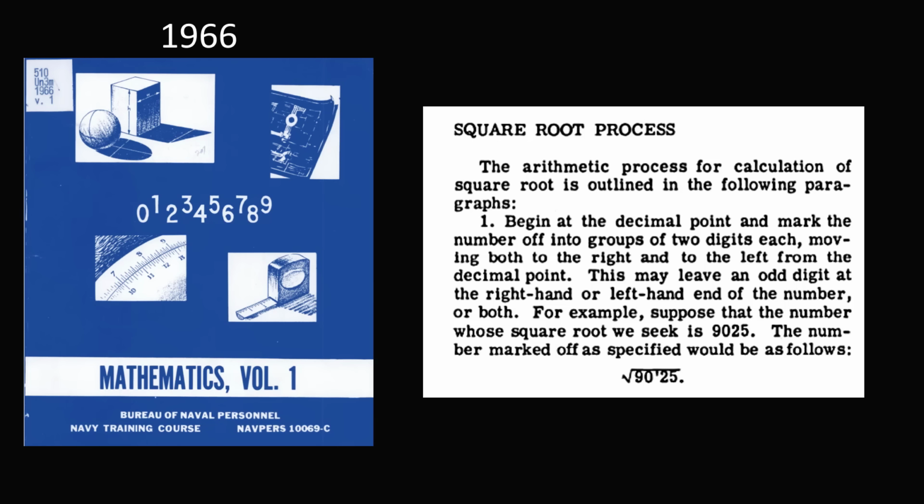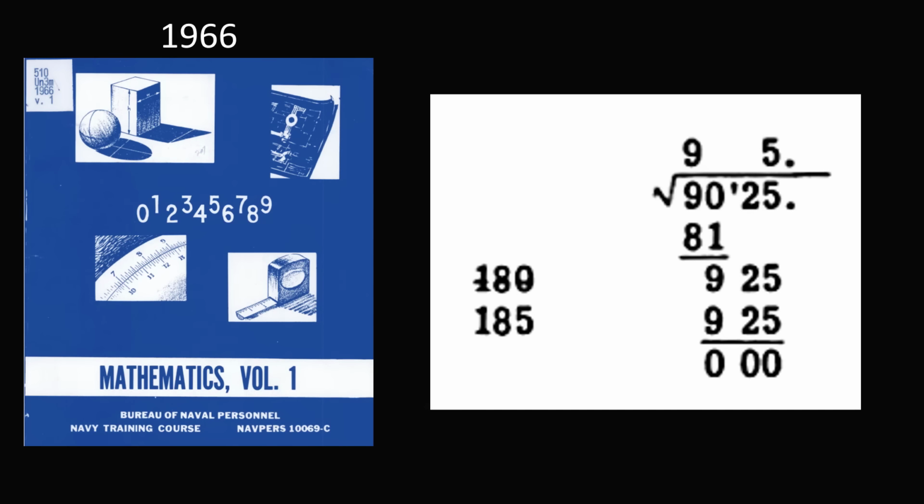Here's a text from 1966 from the Bureau of Naval Personnel describing the square root process. It explains how to calculate square roots, and it gives an example of calculating the square root of 9,025. They provide a calculation and show the answer is 95.